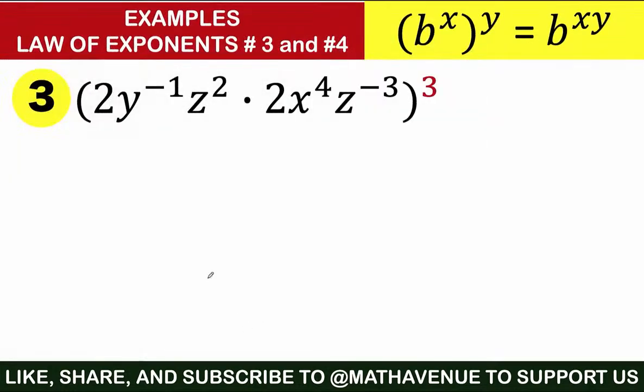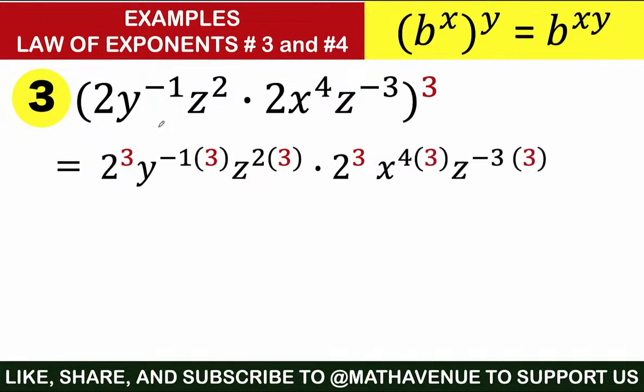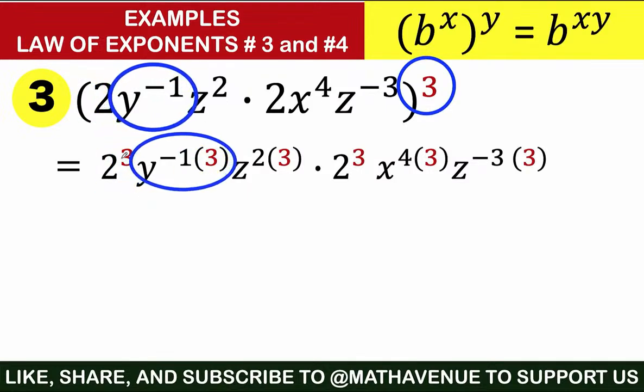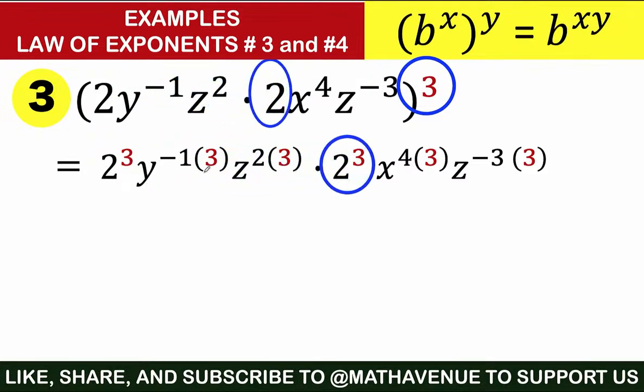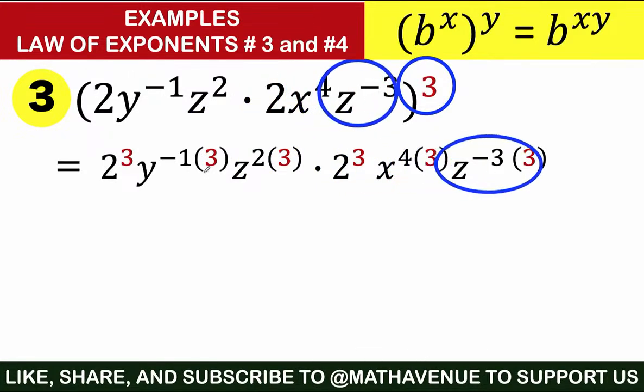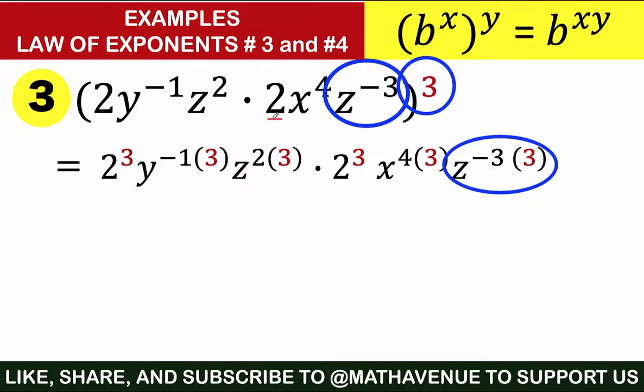Another problem. We now have here a negative exponent. So this is what we do. We apply the laws of exponents 3 and 4. Now this part here is raised to the 3rd. That's why we have this 2 to the 3rd. This y to the negative 1 raised to the 3rd becomes this. And the same explanation for the rest of all these factors. So one by one, factor by factor, we raise them to the 3rd. One common mistake here is to forget that these two must also be raised to the 3rd.